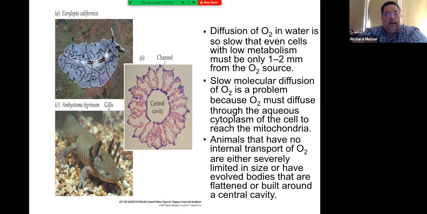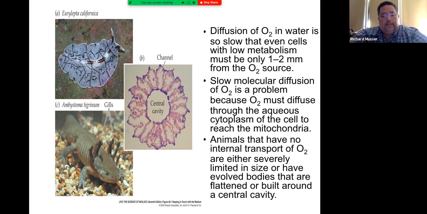Now, again, not all animals are going to have lungs and things like that. As I mentioned before, you're not going to even see a respiratory system in something like a sponge. And this is also true for things like this flatworm, where the animal's so thin and the surface area is so high that oxygen and CO2 are diffused directly through the membranes.